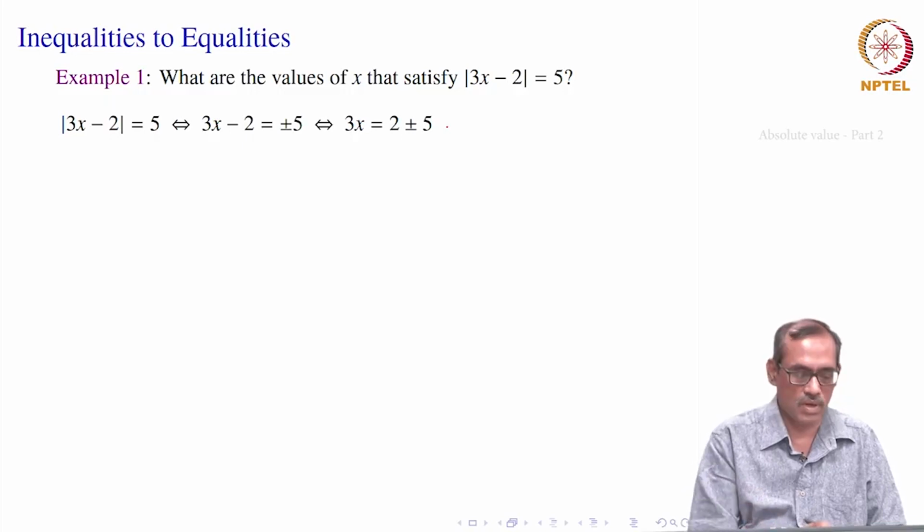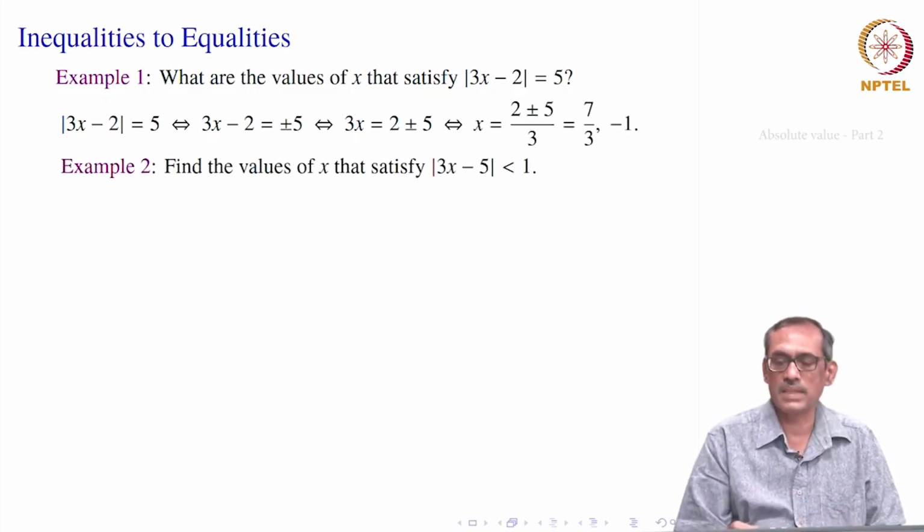Now 3x equals 2 plus or minus 5. That gives two possibilities. So 3x equals 2 plus 5, which is 7, or 3x equals 2 minus 5, which is -3. Then you divide by 3 to get 7/3 and -1.